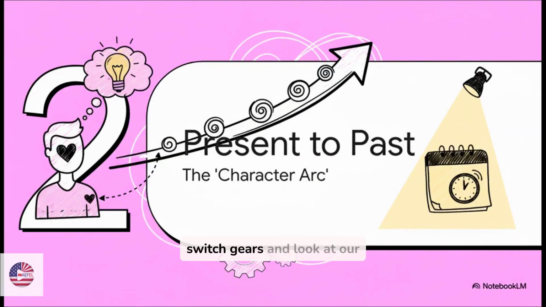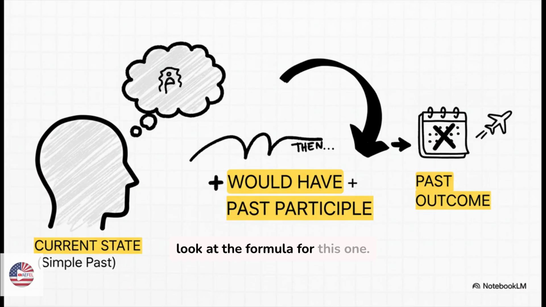All right, let's switch gears and look at our second pattern. Now we're basically flipping the script. Instead of a past action changing the present, we're using a present fact about ourselves, our character, our personality, to explain a past event. I think of it as describing your own personal character arc. So let's look at the formula for this one. The if clause uses the simple past.